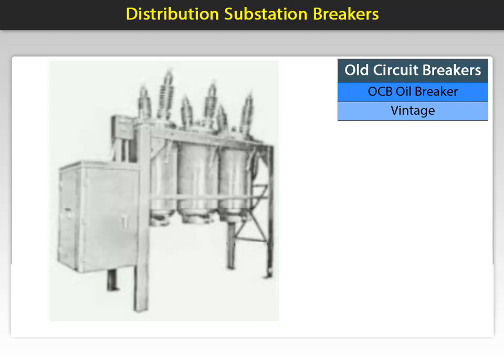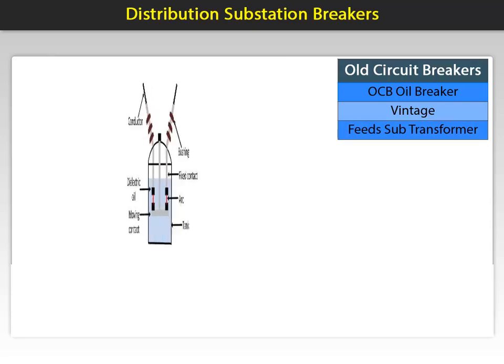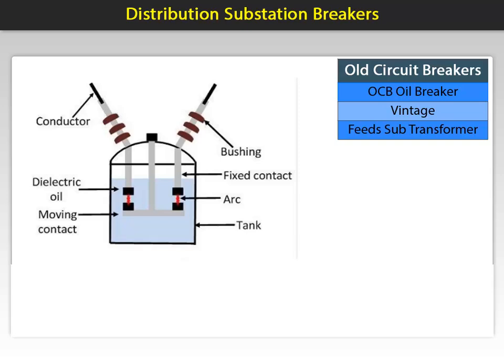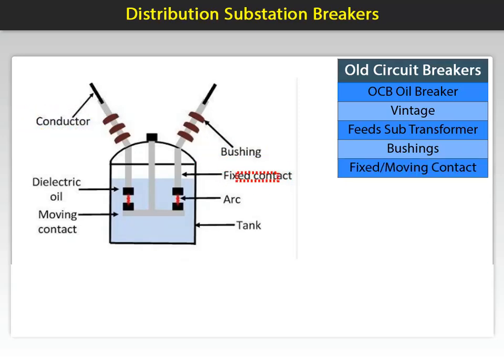These are located before the substation transformer and provide the feed to the primary side of the transformer by round busbar. This diagram shows the configuration. Let's zoom in. The external bushings allow for the conductor to be connected. These penetrate the tank and connect to the fixed and moving contacts.